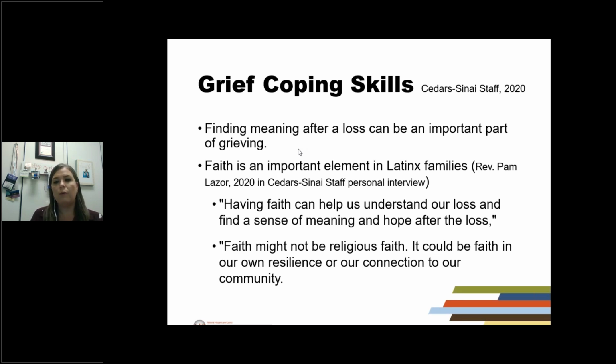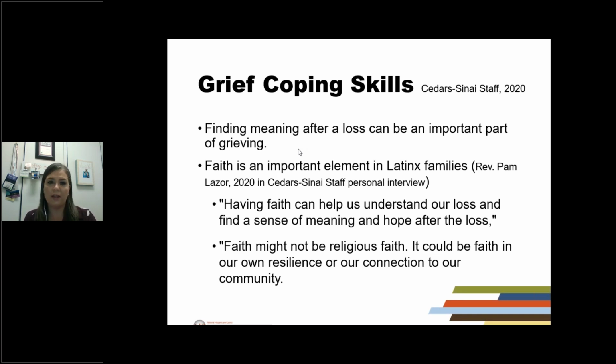When we are dealing with loss, it is important to find meaning, and it is important to the grieving process. In Latinx families, faith is a very important element, and it is very important for us as teachers, caregivers, counselors, and people who engage with youth and children on a daily basis to understand that. Latinx families can see faith as a tool or a coping mechanism that helps them get through the pain, the loss, and the grief.